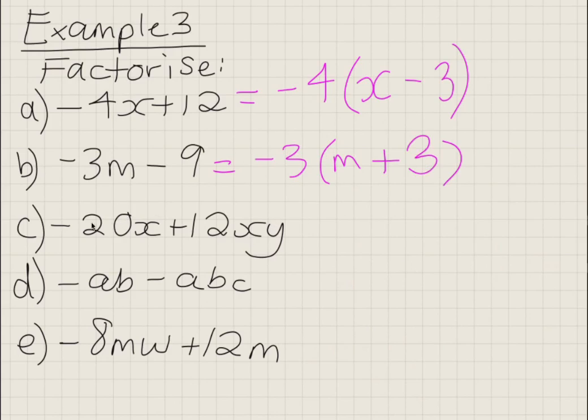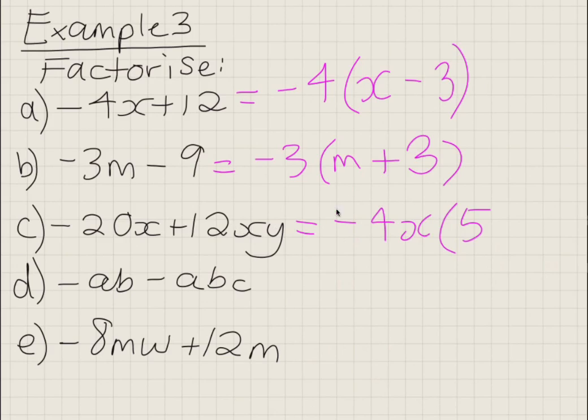In part C, the first term is negative, so we know we're going to be pulling out a negative number. The highest common factor of 20 and 12 is 4. And we also have x in both terms, so we're going to pull that out as well. Now minus 4x times what gives minus 20x? That's just 5.